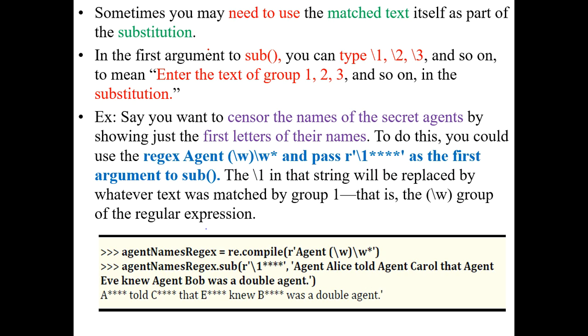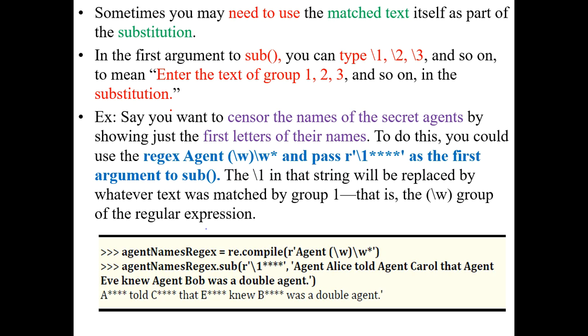Next, sometimes we may need to use the matched text itself as a part of the substitution. Let us take one example here. The first argument to a sub method may be of type \1 or \2 or \3 and so on. This represents the text of group 1, 2 or 3 and so on in the substitution.